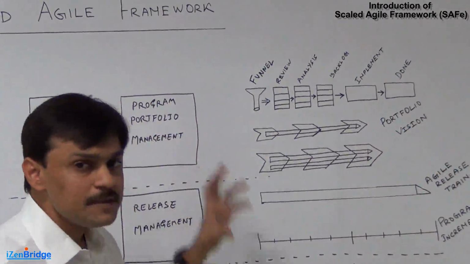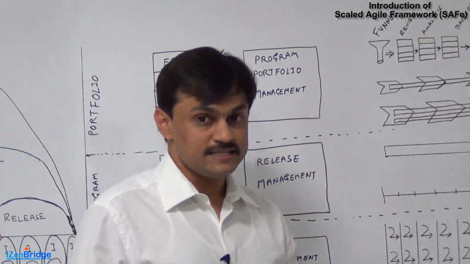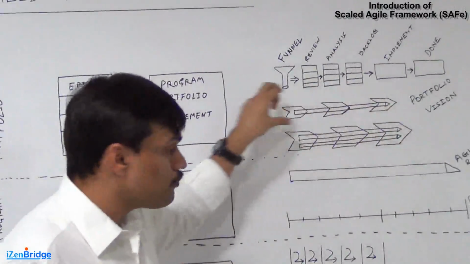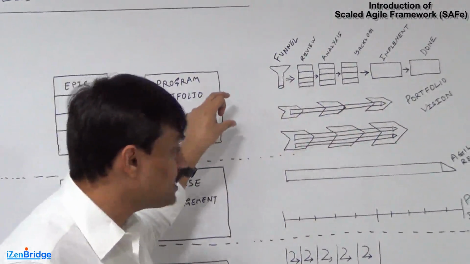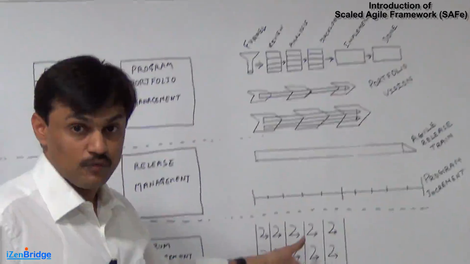There is a concept called value stream, which is also emphasized when we use SAFe. The management of portfolio is done at a value stream level. So these epics may impact multiple value streams.